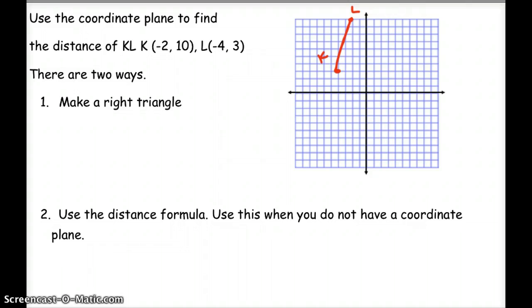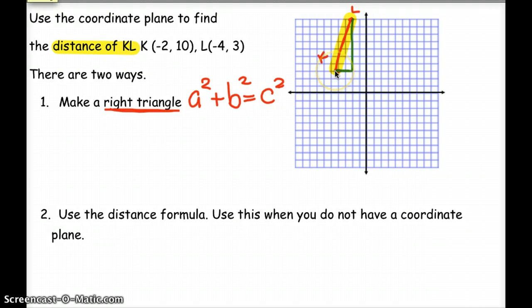Okay, so now we're asked to find the distance. So I want to find out how long KL is, and in this situation I can't count the number of boxes because it's going crossways. And so there's two ways that you can calculate the distance. One way is to make a right triangle and then use your Pythagorean theorem, a squared plus b squared equals c squared. And so I'm going to show you that example. And that works great if you have a coordinate plane and you can plot your points. If you can't plot your points, then you're going to have to use your distance formula.